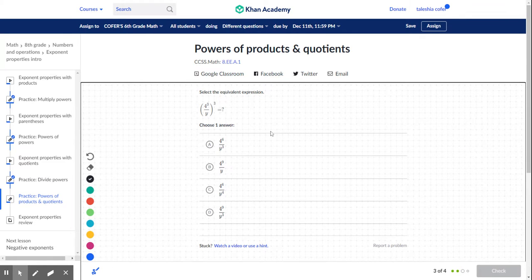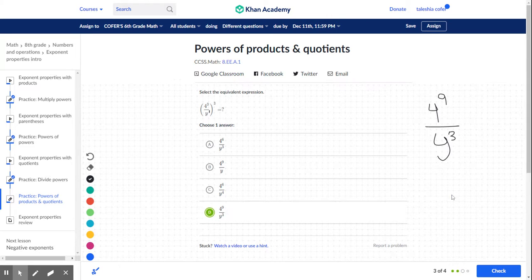On this one, when I am raising a power to a power, I multiply the exponents. So 3 times 3 is 9. At the top, I would have 4 to the 9th power. And down here, there's an imaginary 1. 1 times 3 is 3. So divided by y to the first power, times a 3 would have a 3 here. So 4 to the 9th divided by y to the third power looks like that one.